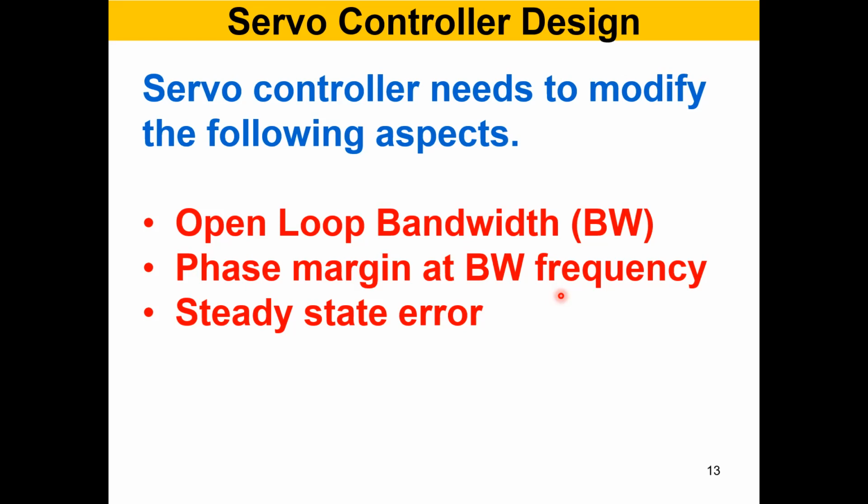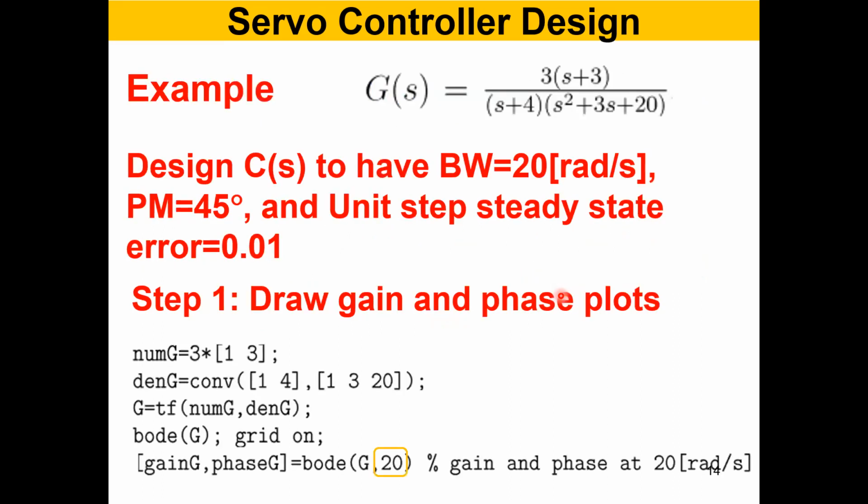How do we do that? So let's look at that using an example. So here I give you this example. I take it down. 3 times (s plus 3) over s plus 4 times (s square plus 3s plus 20). So it's a transfer function with a single zero and 3 poles.